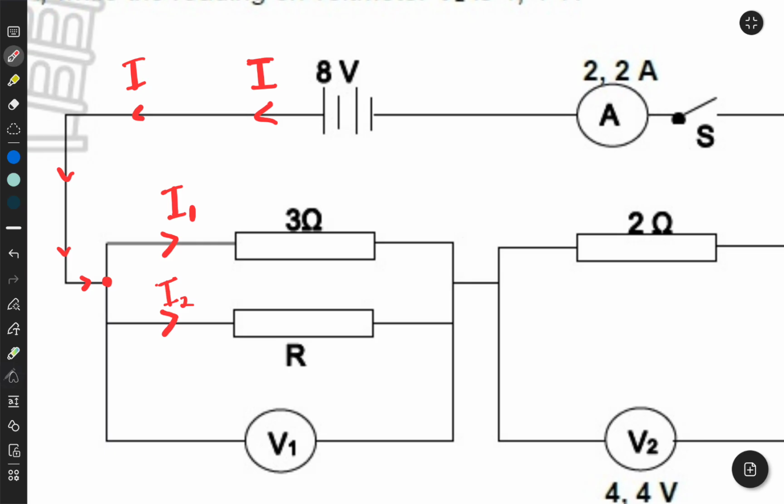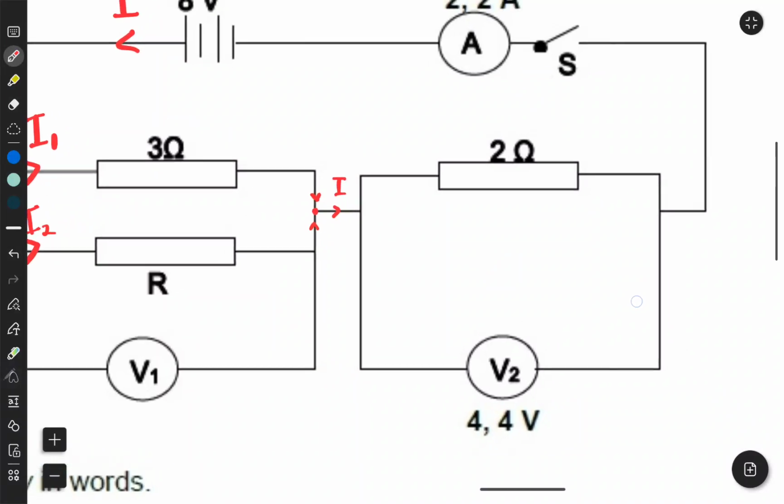The 3 ohm resistor will receive I1, while the R ohm resistor, because we don't know what the magnitude of that resistance is, will receive I2. Then at some point these two currents coincide here again, and they combine to form the total current. All right, so then we get to the 2 ohm. Be careful now, this is not a resistor, it's just a voltmeter, so the current here won't divide. Even if it did divide, it cannot flow through the voltmeter. Current can't flow through a voltmeter.